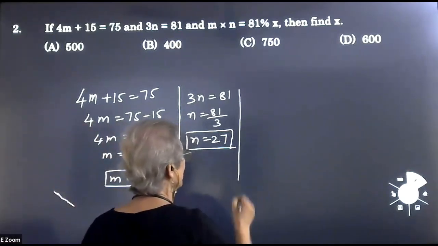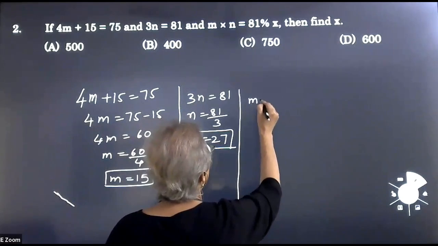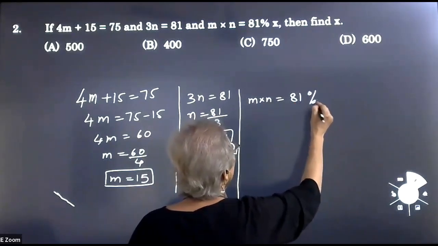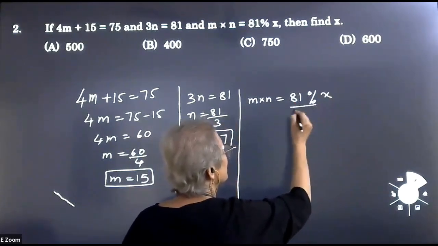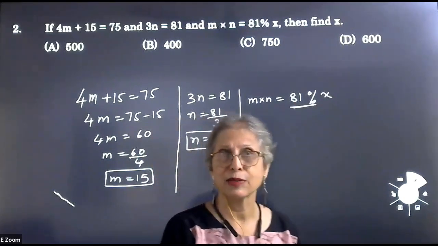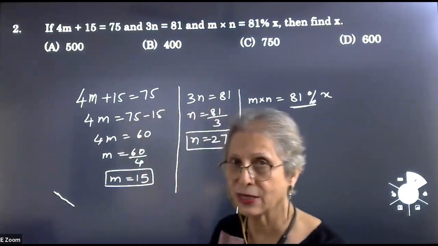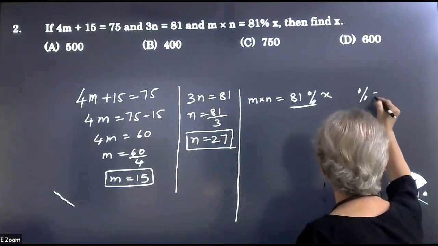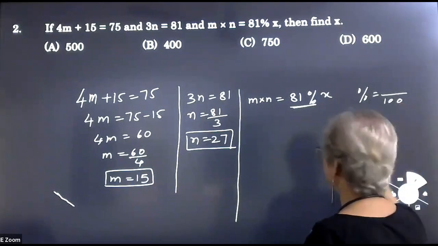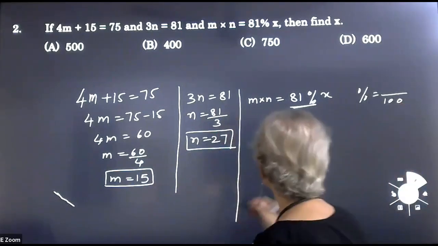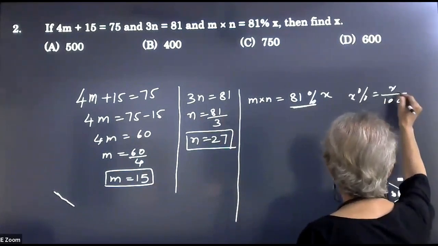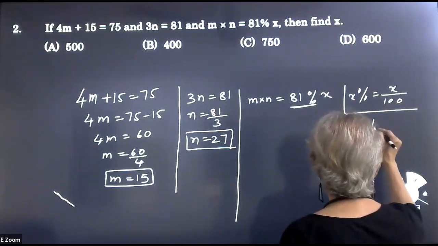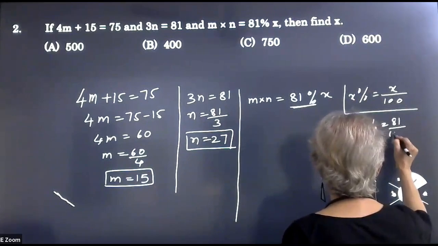Okay, so now let us see what the question is. The question is m into n is equal to 81% of x. Now what is this percent? We are going to discuss this topic afterwards, but just now in short, I will tell you 81%, the meaning of percent means something with respect to 100. The denominator is 100. If I write x percent, it means x upon 100. We have here 81%, and therefore this is nothing but 81 upon 100.